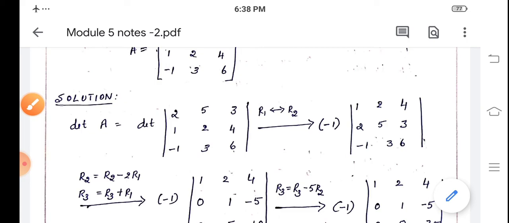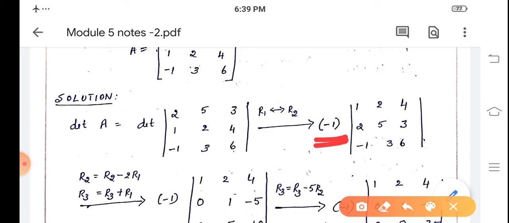But by the property of determinants, when we interchange any two rows, the determinant sign will change. So it is minus 1. We are interchanging two rows. So determinant A is minus 1 into determinant of this. That is minus 1 into determinant of, now second row becomes first row 1, 2, 4. Next 2, 5, 3. Last row is minus 1, 3, 6.